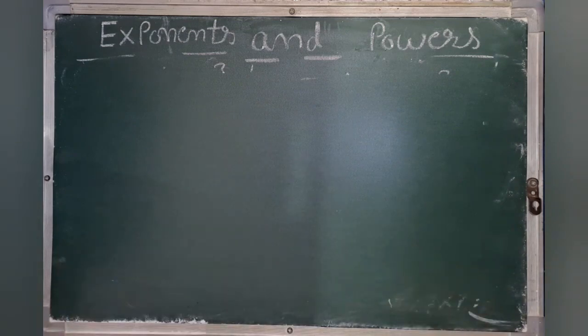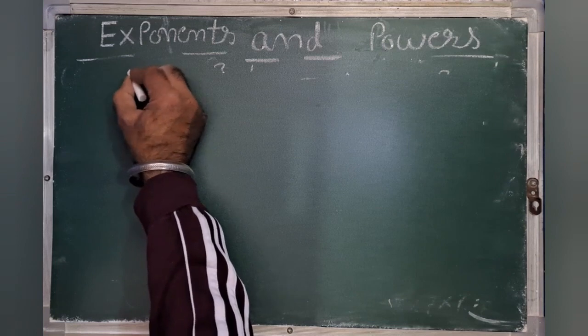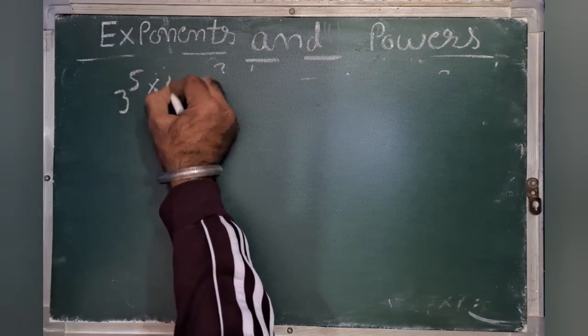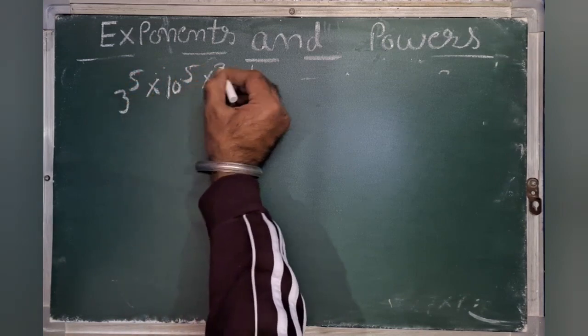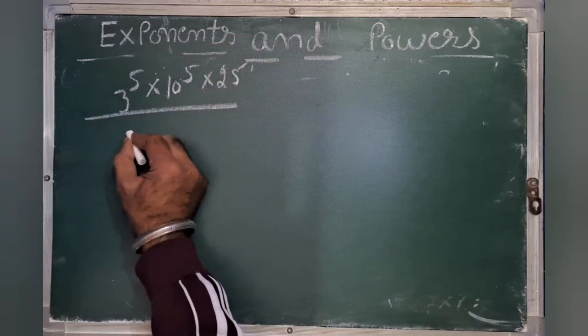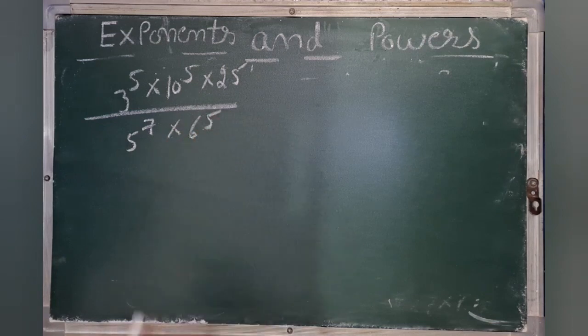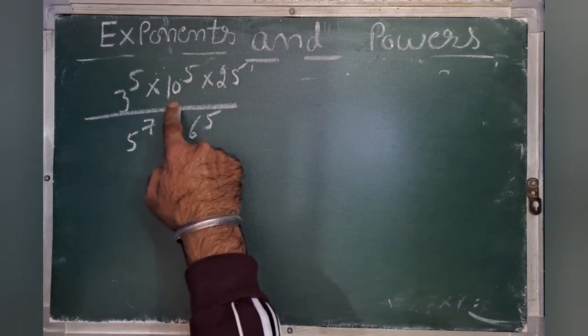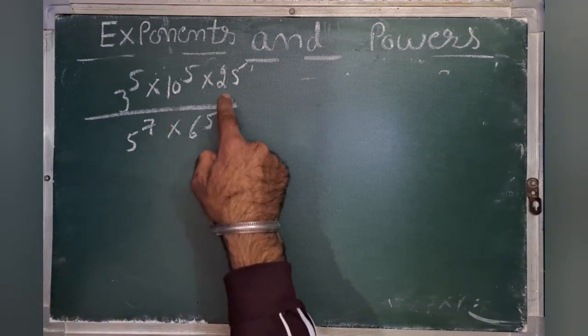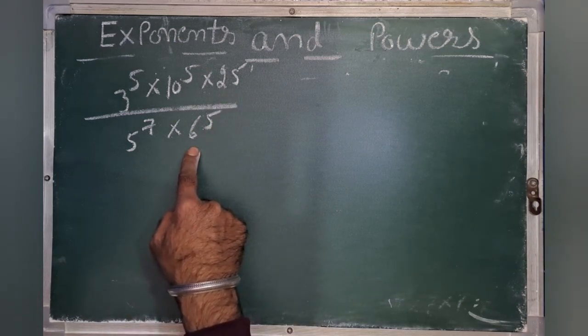Now next question. 3 power 5 multiply 10 power 5 multiply 25 upon 5 power 7 multiply 6 power 5. So the first step in this, we factor. So 10, we can write as 2 multiply 5. 25, we can write as 5 multiply 5. 6, we can write as 2 multiply 3.